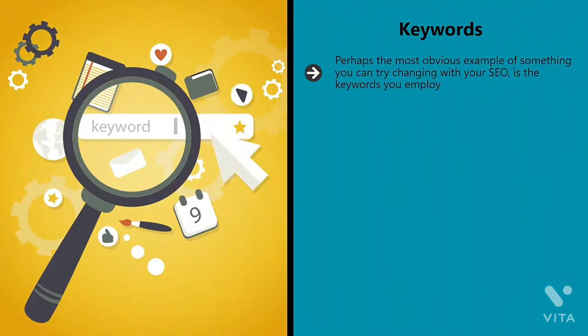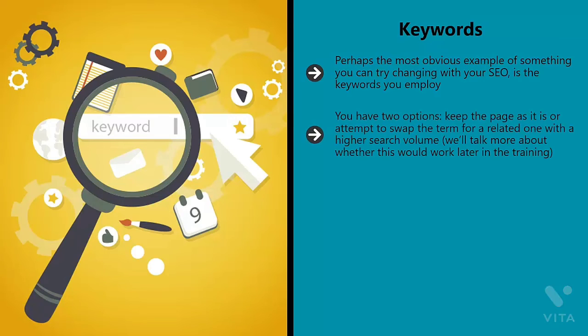Keywords. Perhaps the most obvious example of something you can try changing with your SEO is the keywords you employ. Let's say that you have a few pages that are ranking high for a particular search term, but the problem is that said search term doesn't get a lot of search volume. You have two options. Keep the page as it is or attempt to swap the term for a related one with a higher search volume. We'll talk more about whether this would work later in the training.